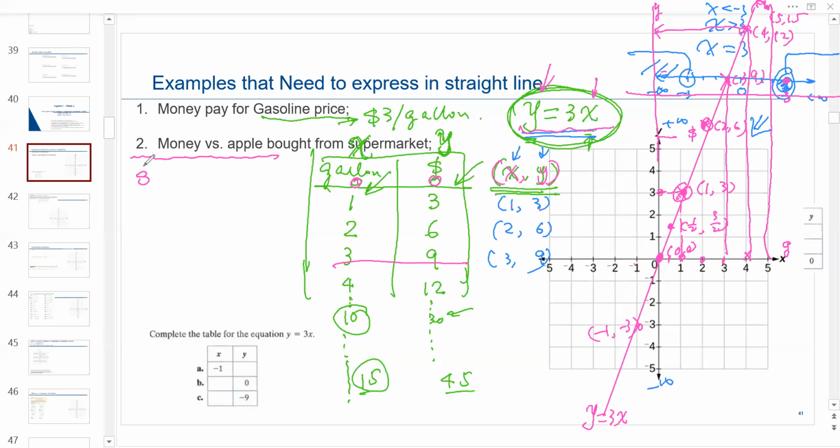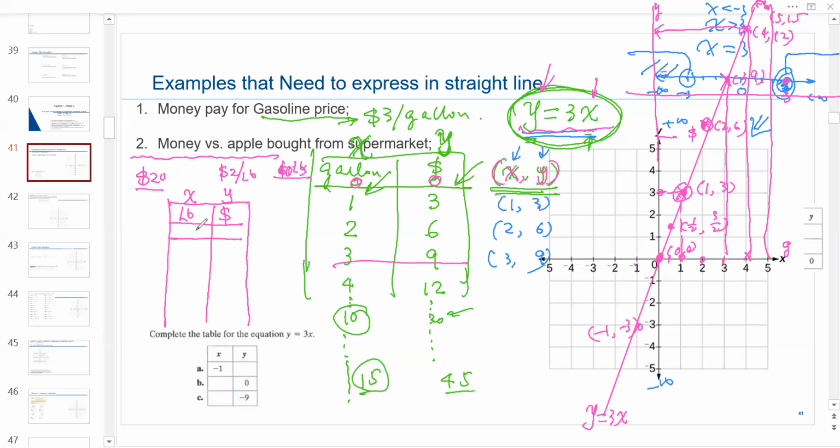If your mommy gives you $20 to go to the grocery supermarket to buy apples at $2 per pound, how many pounds can you get? You get 10 pounds. Okay, we can build a similar situation. This is the pounds of apple I want to buy, and this is the money I need to pay. So we say this is X pounds: we buy X pounds, and the money is Y dollars.